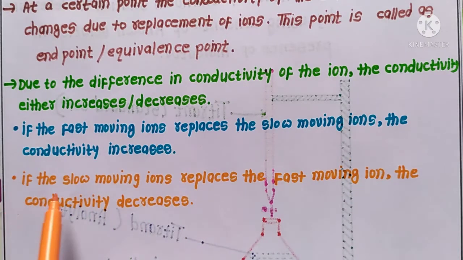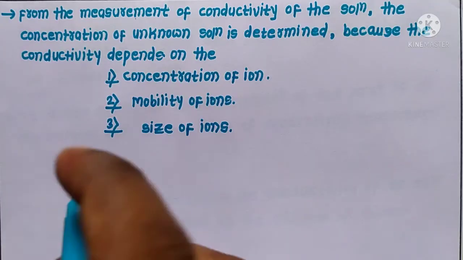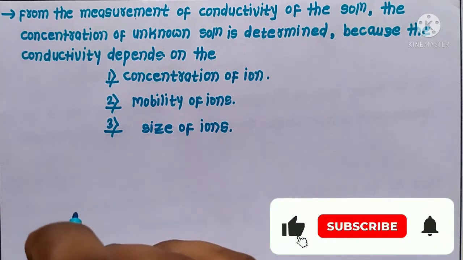On the other hand, if the slow moving ion replaces the fast moving ion, then conductivity decreases. Now from the measurement of conductivity of the solution, the concentration of the unknown solution is determined, because the conductivity of the solution depends upon the concentration of ions, that is the number of ions present in the solution, and the mobility and size of the ions. Now this is the basic principle of the conductometric titration.